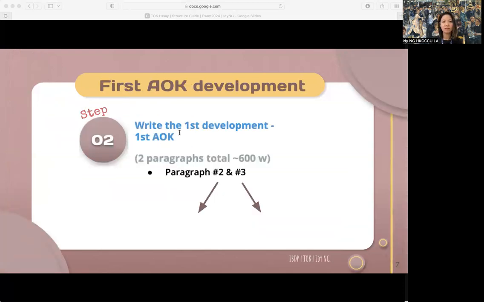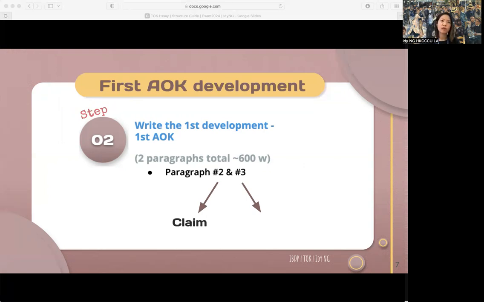Okay, next, write your first AOK development. You produce 2 paragraphs totaling around 600 words. So it is recommended that your essay contains 2 body sections. We call them developments. Each body section will look at a certain AOK, and each will have a claim and a counterclaim in it.